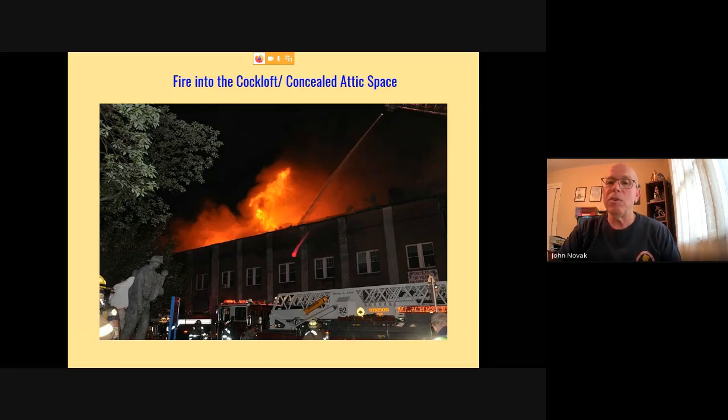And again, there's really no good way to get into the attic, the cockloft space, unless you got up here and started cutting, which in this case would be almost a waste of our time, trying to get enough access to get hose streams into the cockloft through here.